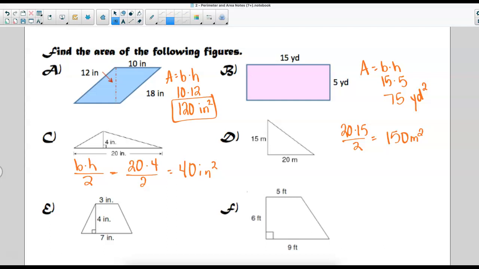Okay, what shape is letter E? Trapezoid. Okay, so trapezoid is base 1 plus base 2 in parentheses times the height divided by 2. What are the 2 bases in that trapezoid?